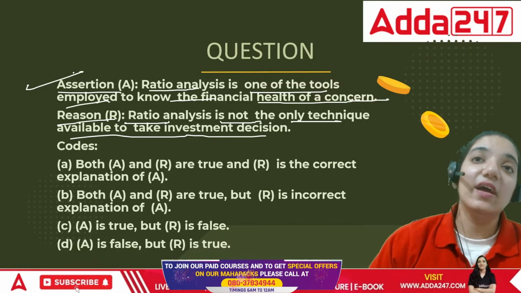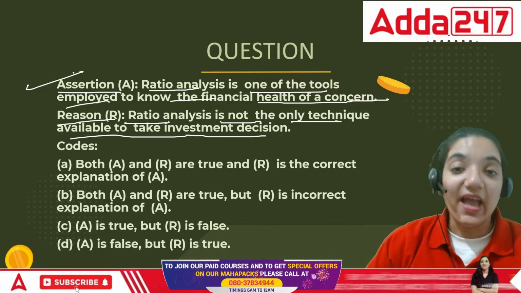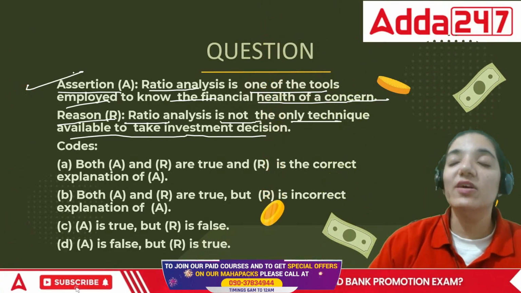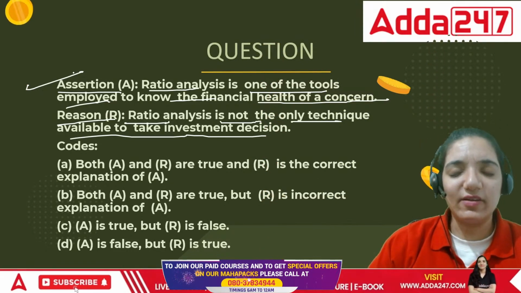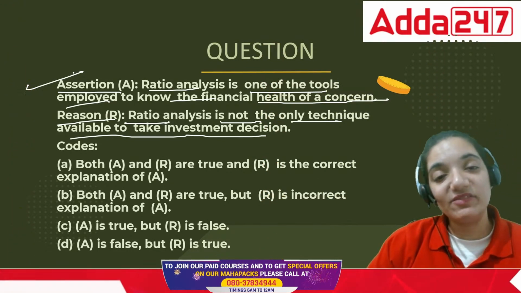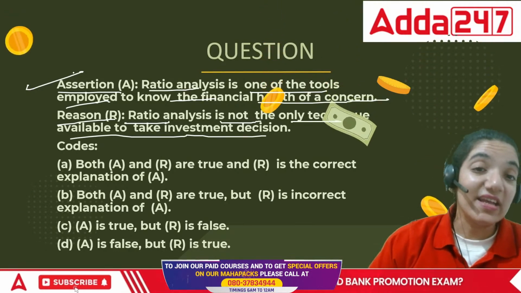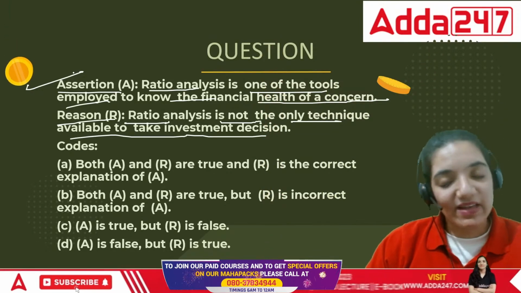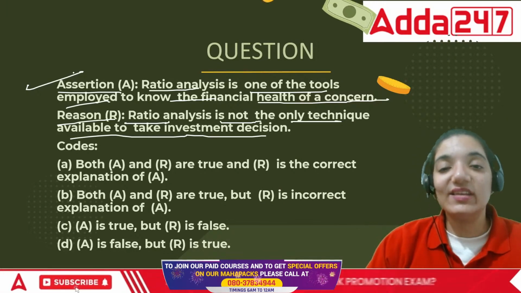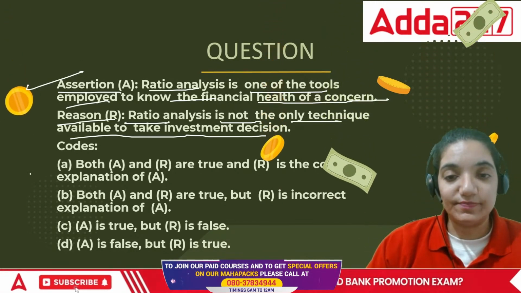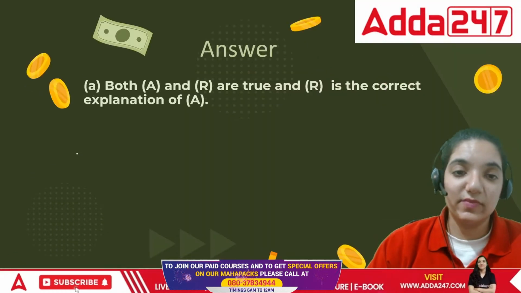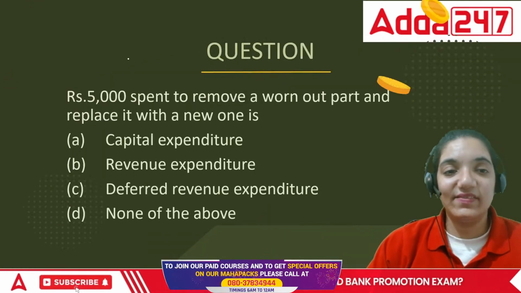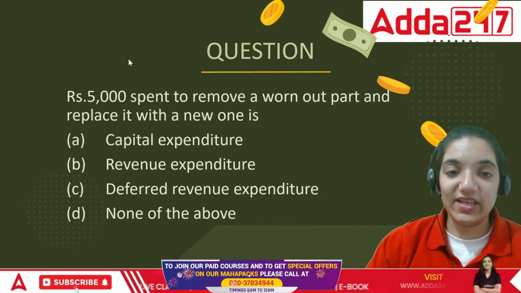Ratio is basically a tool for financial statement analysis, and along with that, this is not the only technique. Other than this there are cash flow, fund flow, then we have comparative financial statements, common size financial statements, trend analysis, ratio analysis. These are all a part of the study of financial statement analysis of an organization. So in this case, A and R both are correct. So the correct answer is A.